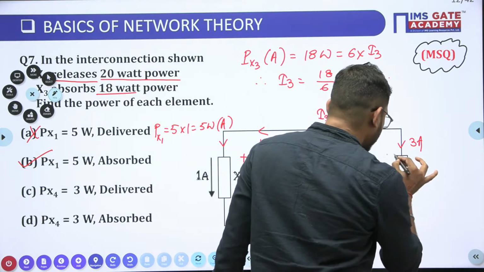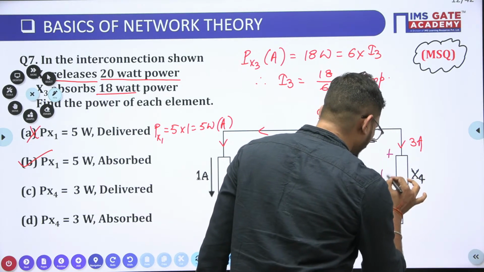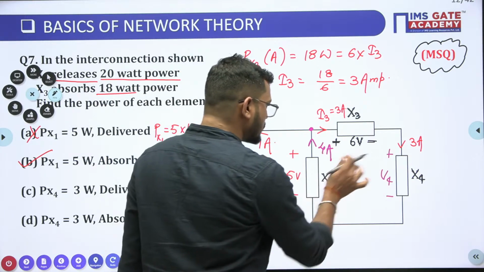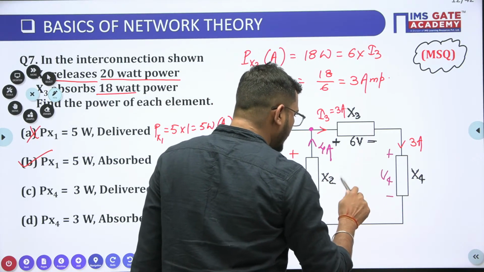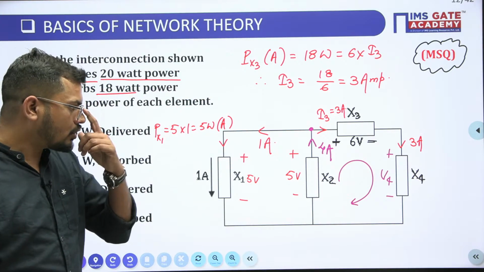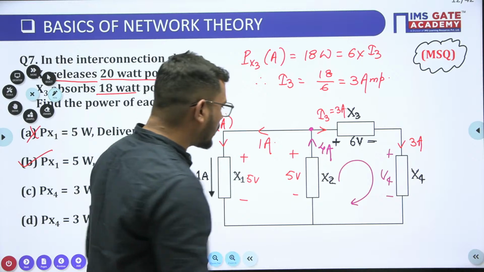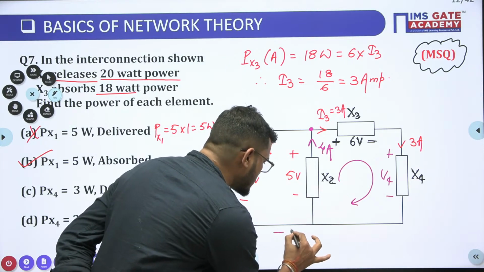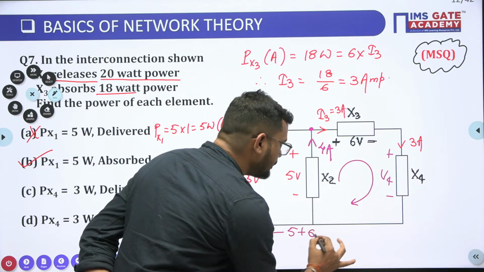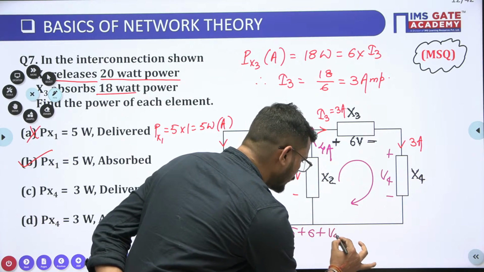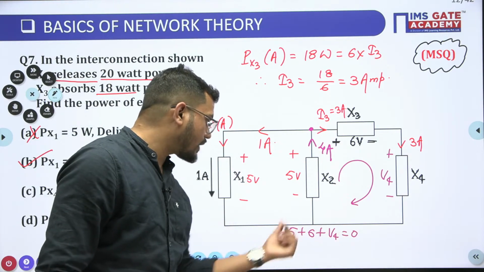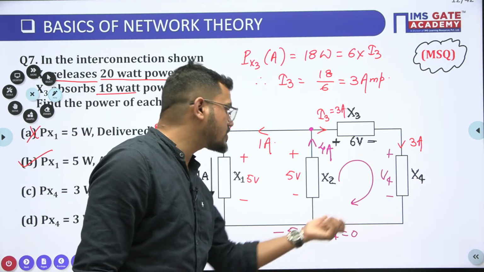Value of this. So let us suppose this is plus minus V4. Okay, if this is 5 volt, this is 6 volt and this is V4. So can we apply KVL here, guys? Yes or no? So I am writing KVL: minus of 5 plus of 6 plus of V4 is equal to 0. So what is the value of V4, guys? V4 will be 5 minus of 6, which is equal to minus of 1.